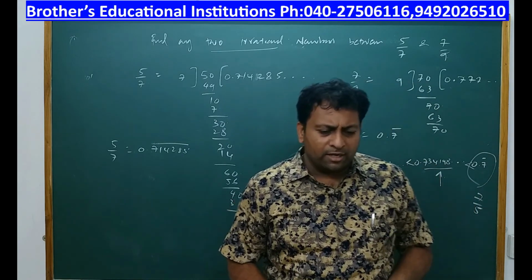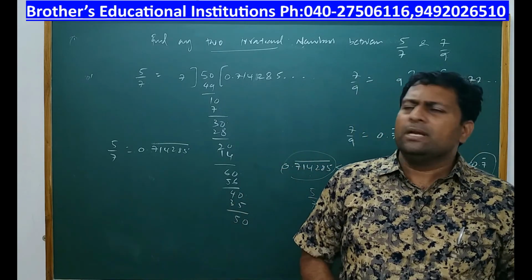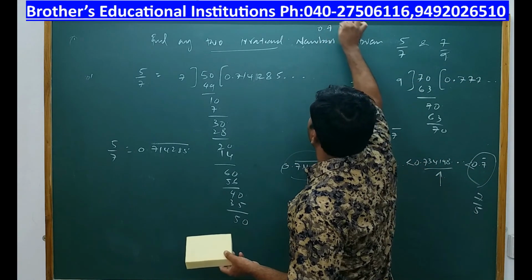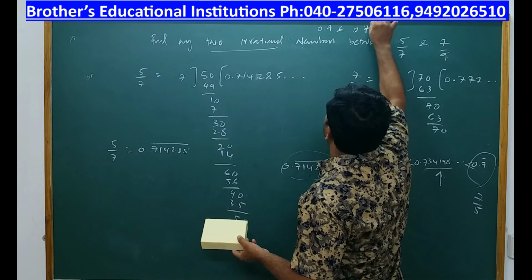So my dear children, you have to practice these problems. I want you to take an example. Insert two irrational numbers between 0.7 and 0.77.